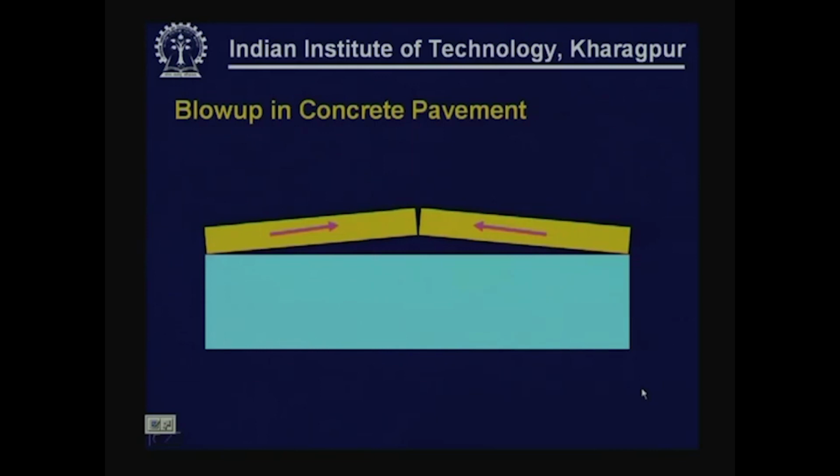Another type of failure which is not very commonly seen is blow up in concrete pavement, associated with an increase in pavement temperature relative to the temperature at which the pavement was constructed, the slab was laid. If the temperatures increase significantly, and if there is not an adequate gap between these slabs to account for the expansion of both the slabs, then the slabs can either crush or they can blow up like this.